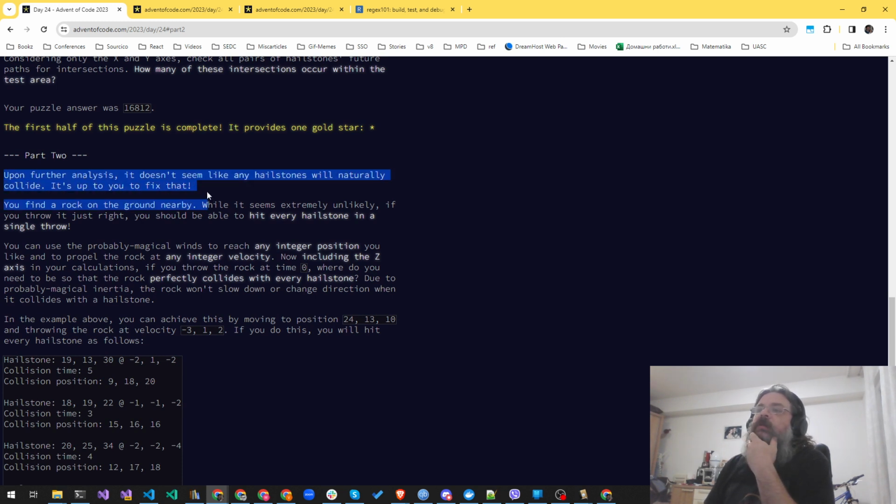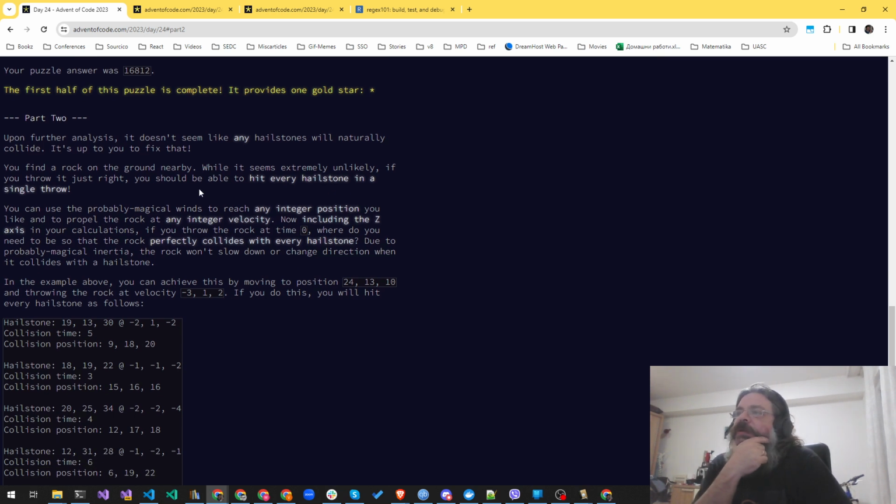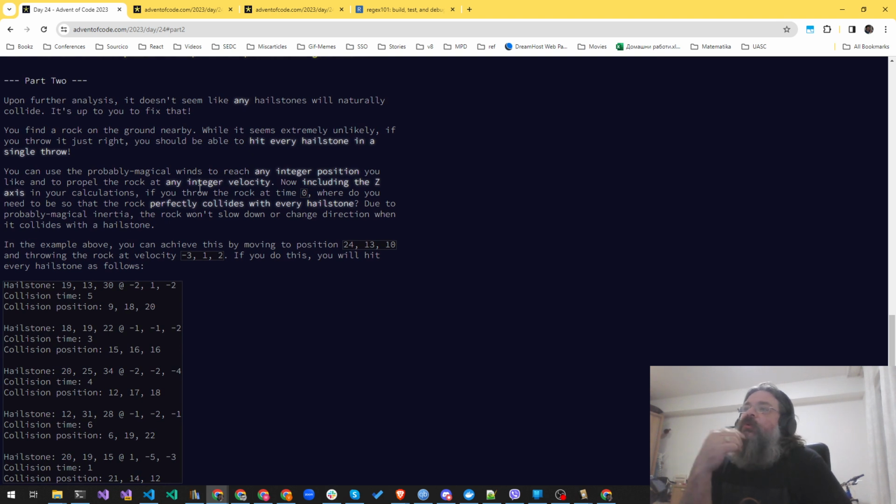Upon further analysis, it doesn't seem like any hailstones will naturally collide. Oh, we want the hailstones to collide. Yeah, we want the hailstones to collide and disintegrate each other, and that means that we need to do something. You find a rock on the ground nearby. If you throw it just right, you should be able to hit every hailstone in a single throw.